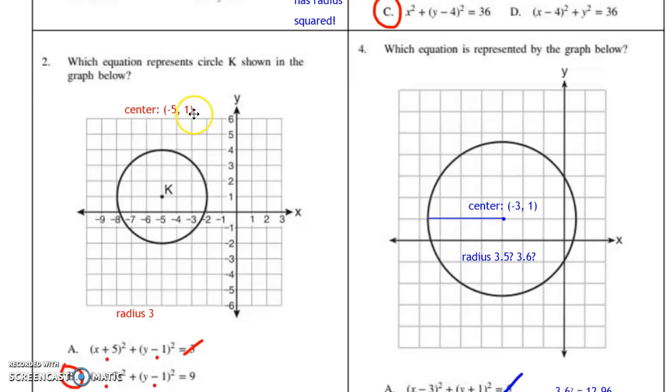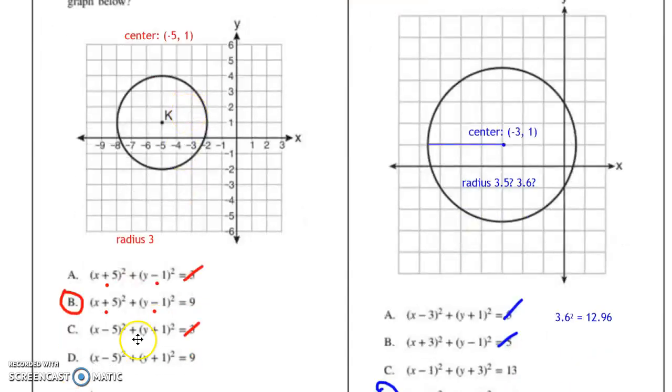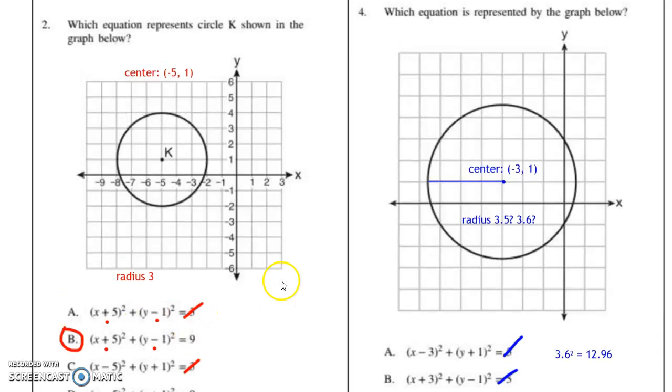The center here is negative 5, 1, and the radius is 3, so we were able to do 5, negative 1 in our parentheses, and they're going to try to trick you. You find the radius, which is equal to 3, but you know that in the equation, that's got to be 3 squared, which is 9, so the answer is choice B.